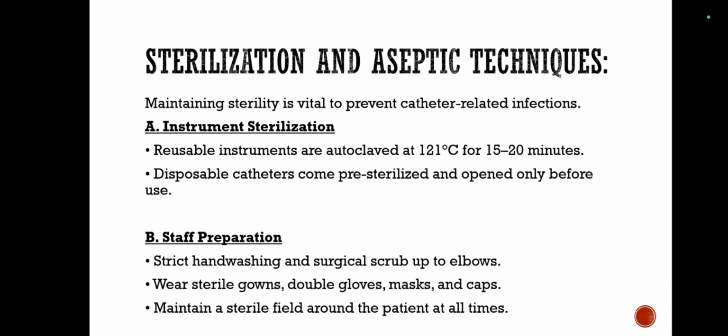The next is about the staff preparation. They should wash their hands thoroughly. So strict hand washing and surgical scrub should be done up to the elbow. The next is to wear a sterile gown with double gloves, mask, and cap. Maintain a sterile field around the patient at all times.